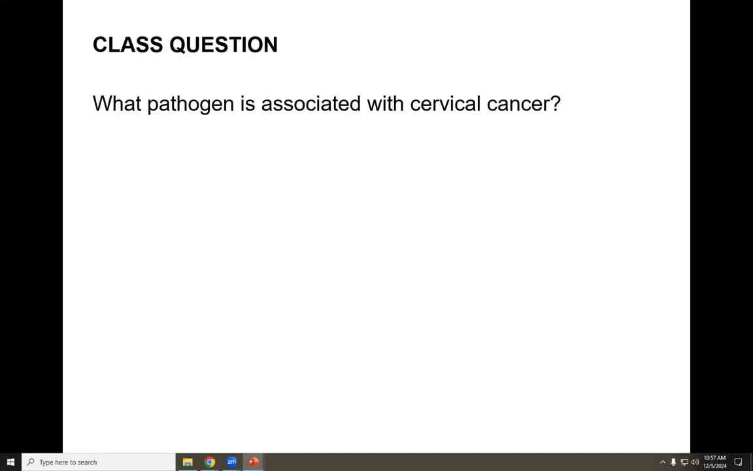All right, what pathogen is associated with cervical cancer? Find people that are actually here. We have a lot of people that aren't here today, so it's not really helping at all. A lot of people that dropped. Becky. Yeah, so that's an easy one. Most of us are aware of that, especially as women.